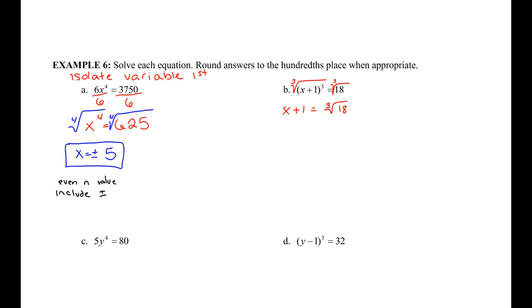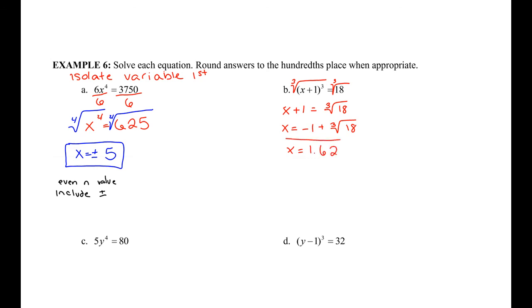Because we're taking an odd root, and I'm taking the odd root of a positive number, we're going to only use the positive version of this. So if I subtract the 1 over, we get -1 plus the cube root of 18. And then we can use our calculator to help us. This gives us x equal to 1.62.